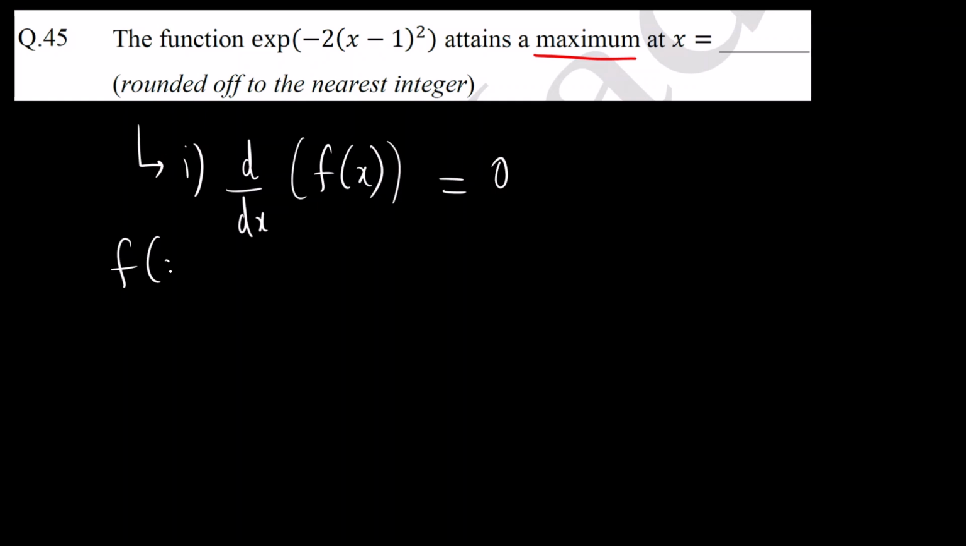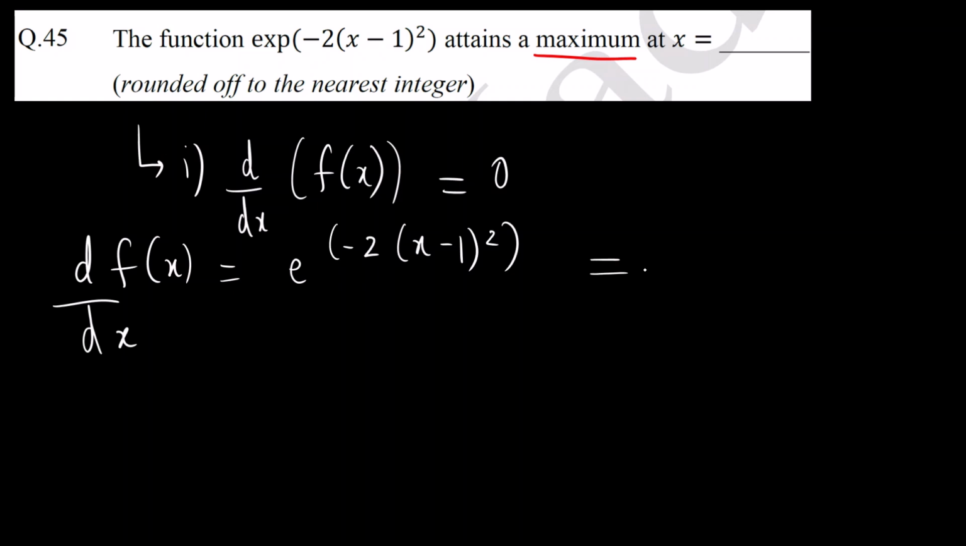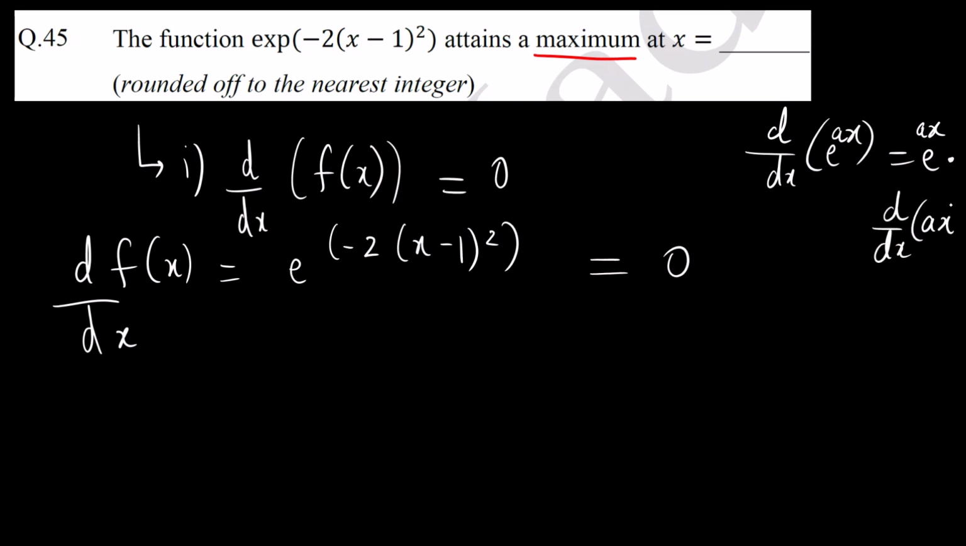So what is the f of x that is given? Function that is given, it is exponential. I can write e raised to minus 2 into x minus 1 the whole square. This is the function. We have to differentiate it. Okay, so differentiating this with respect to x, and then we have to equate it to 0. What is the derivative of e raised to x? It is same as e raised to x, but here it is e raised to ax. Okay, so it will be e raised to ax into derivative of the exponential part as well, ax. So same thing that we are going to do here.